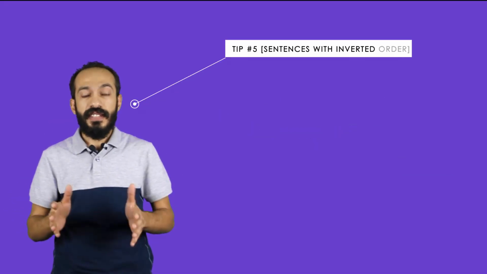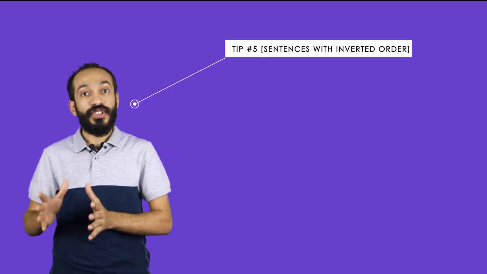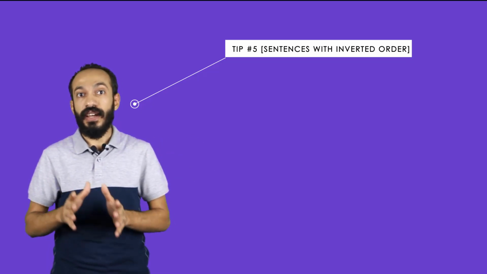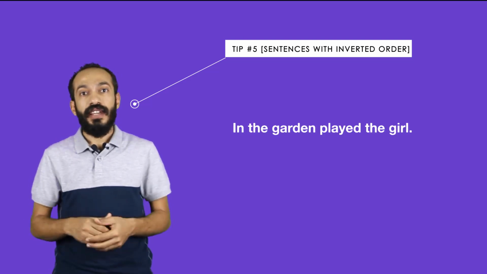Tip number 5, sentences with inverted order. In these types of sentences, you may start your sentence with something else other than the subject. You can say, in the garden played the girl. In this case, the girl is obviously the subject, but it's not located at the beginning of the sentence. So be aware of that. Well, that was pretty much everything you need to know about the parts of sentences, the subject and the predicate, and the 3 types of them, the complete, the simple, the compound subjects and predicates.